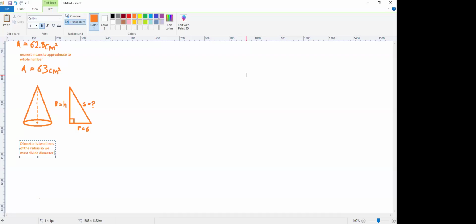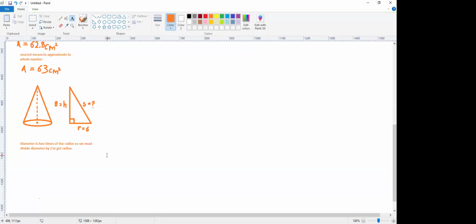diameter by 2 to get radius. Radius is spelled like that. I just thought I should write that down. So when you are writing down the solution, you should not forget to do that. Okay. So let's take up from there.